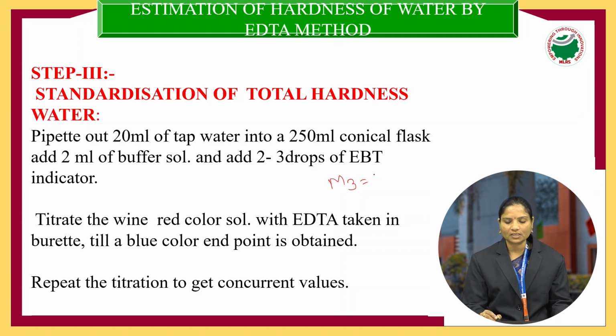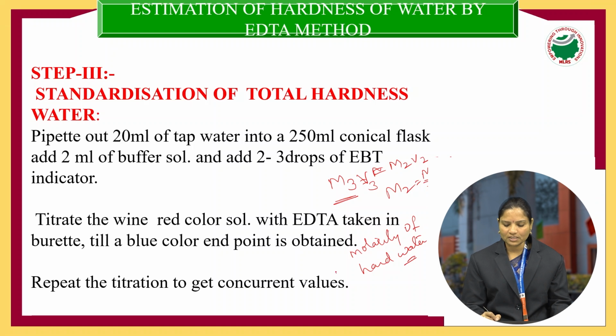So what is the M3? M3V3 is equal to M2V2. Here we have to find out the M3. So M3 is equal to M2V2 by V3. What is the M3? M3 is equal to molarity of tap water, or molarity of hard water. And what is the V3? V3 is equal to volume of EDTA.